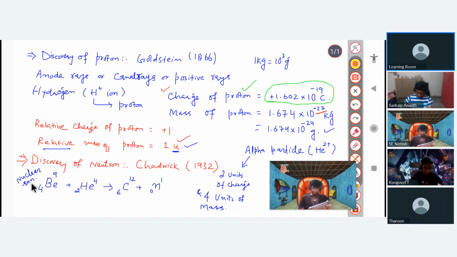Exactly. Okay, if I ask you what is the charge of the neutron, can anybody tell me? Zero, sir. Exactly, zero, it is neutral.